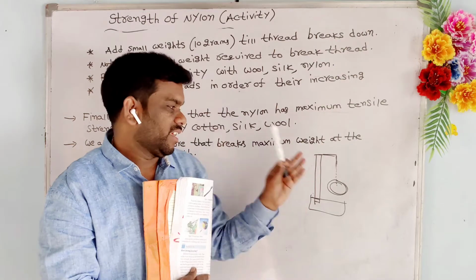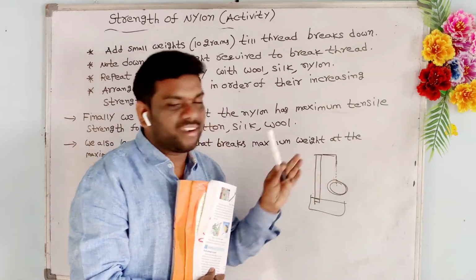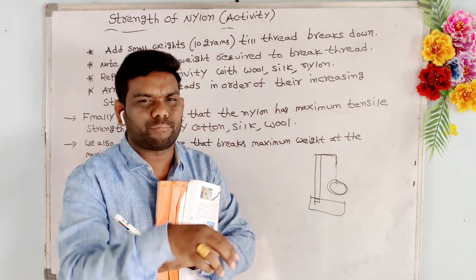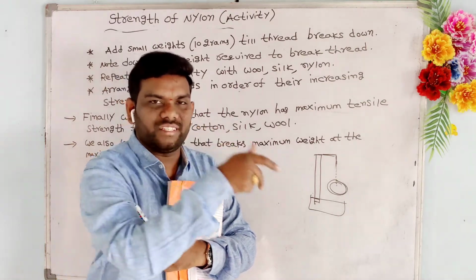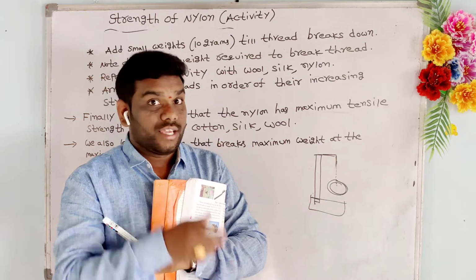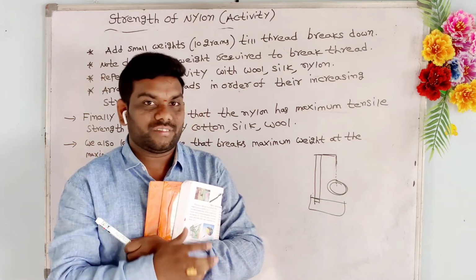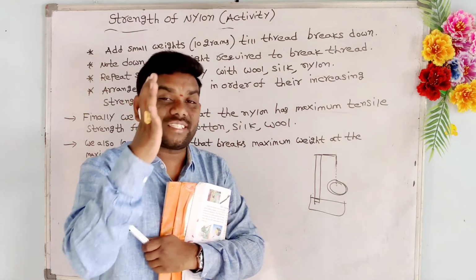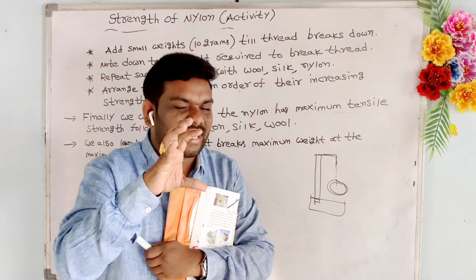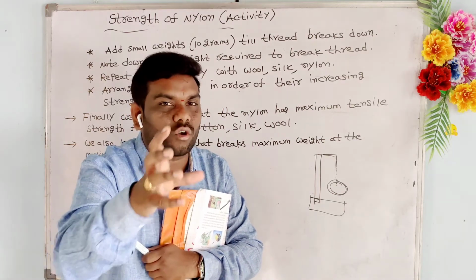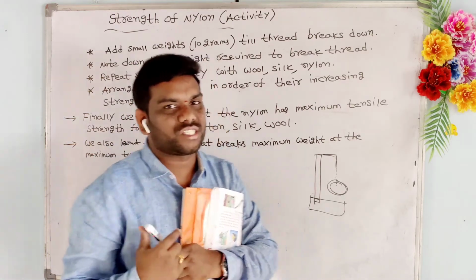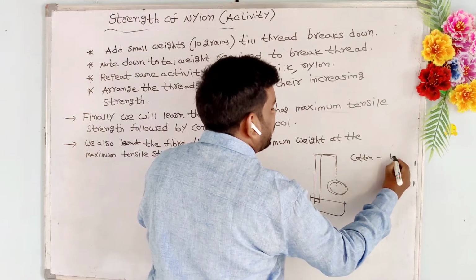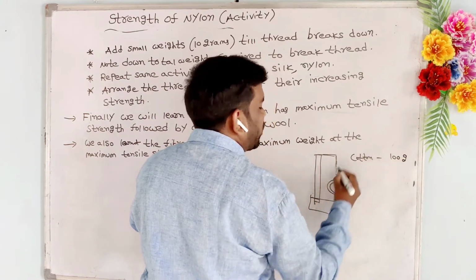Okay students, here add small weights, 10 grams one by one, you add in this weight hanger. At a particular weight, that cotton thread will break down. So wherever it breaks down, note down how much weight it broke at. Okay, now for example, suppose the cotton thread broke at 100 grams.